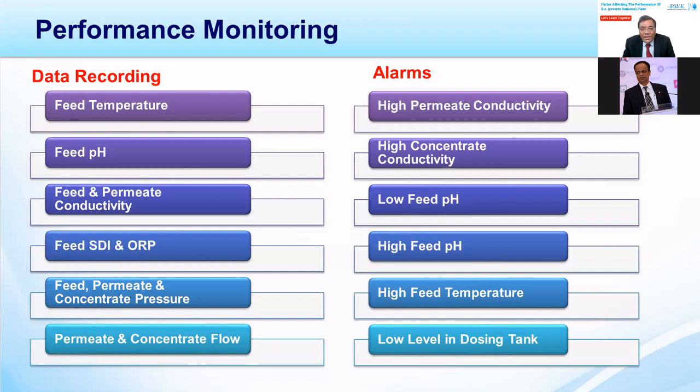Because if the pressure increases gradually, it will damage the membrane. If the antiscalant dosing is stopped, the level measurement will indicate the root cause of that problem. Recording of data is a mandatory requirement for the system, so that you can identify when the problem started and how it increased.